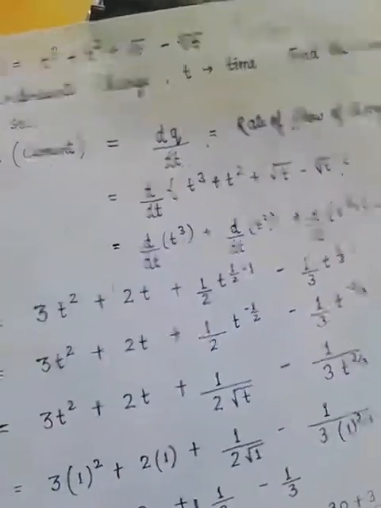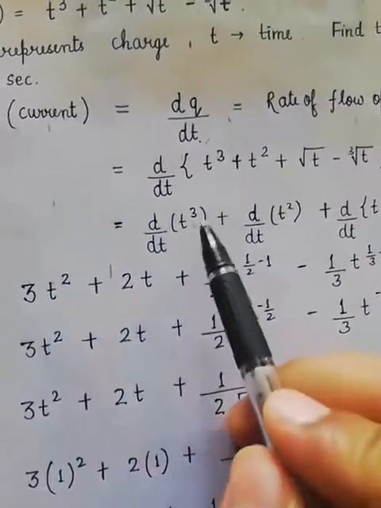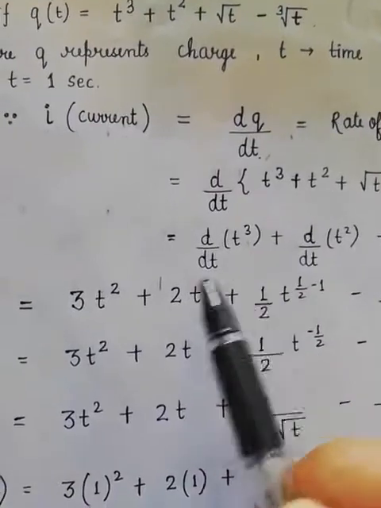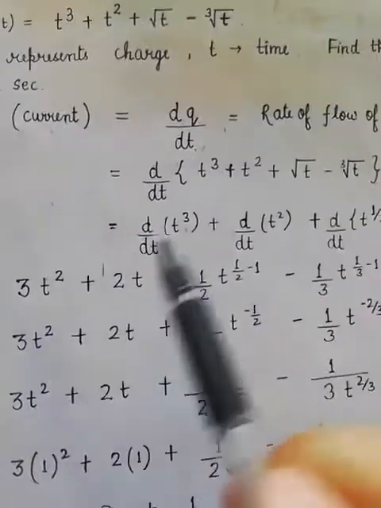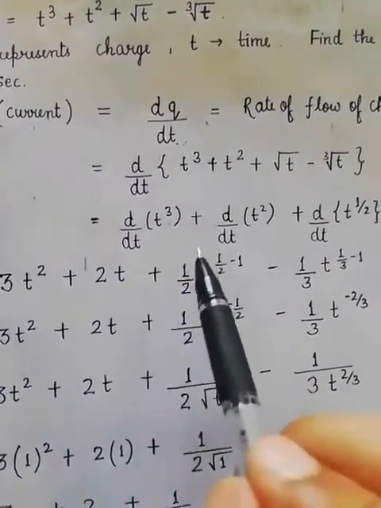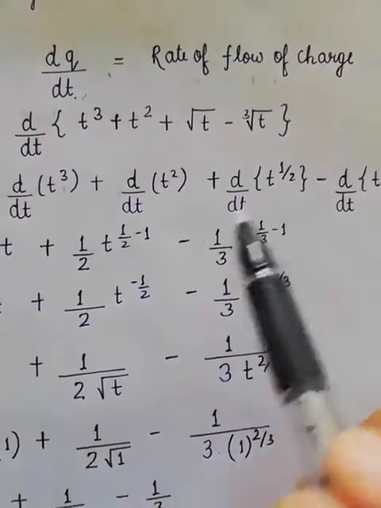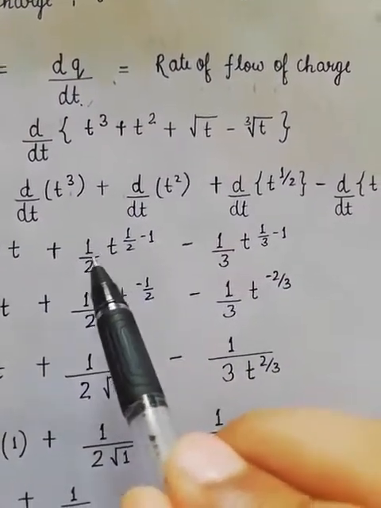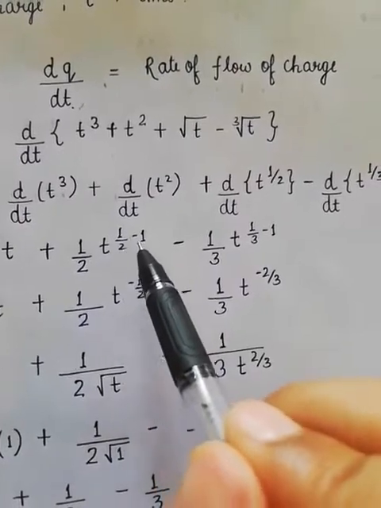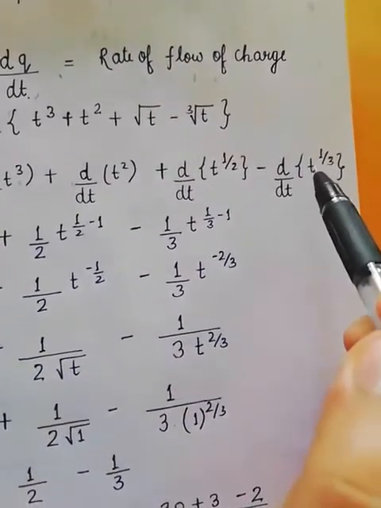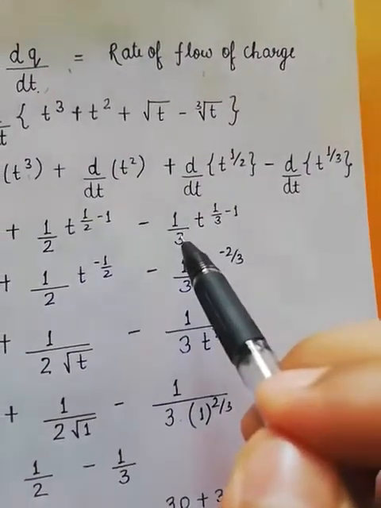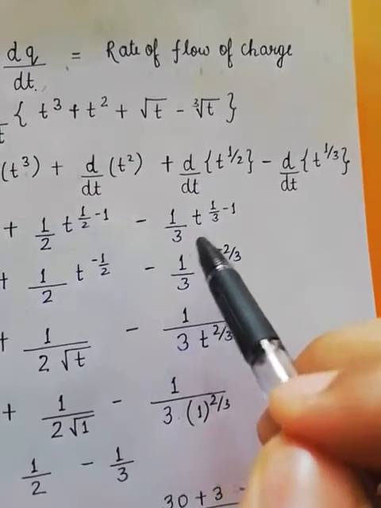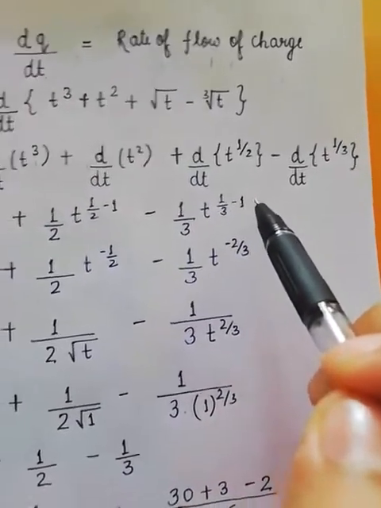Again apply the same rule. Differentiation of x to the power n is what? n x to the power n minus 1. So t cube changes to 3t square. Similarly t square changes to 2t. t to the power half changes to n x to the power n minus 1, that means half into t to the power half minus 1. And this is also x to the power n, changing as n x to the power n minus 1, that is 1 by 3 t to the power 1 by 3 minus 1.